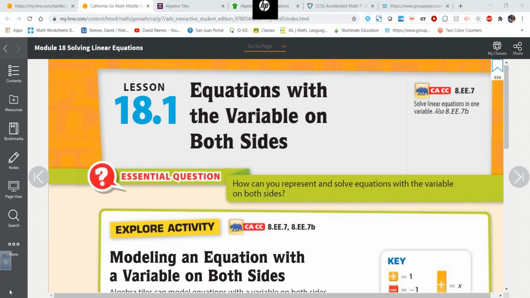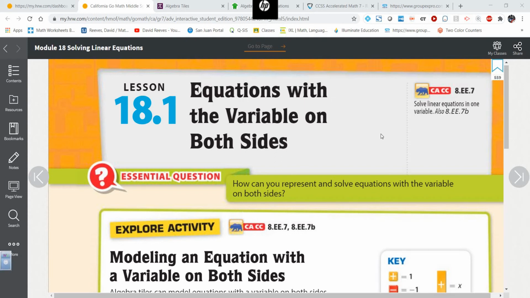Well, hey everybody, Mr. Reeves back with you, and in this video today we're going to be looking at lesson 18.1 in the Math 7 Accelerated textbook, solving equations with variables on both sides.